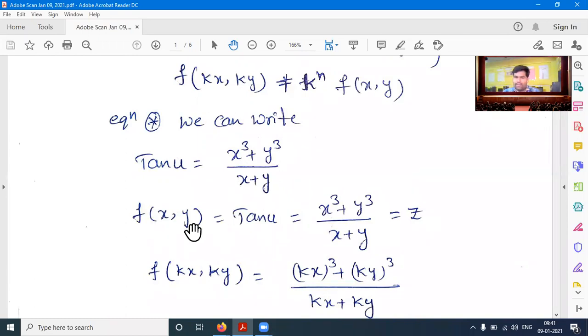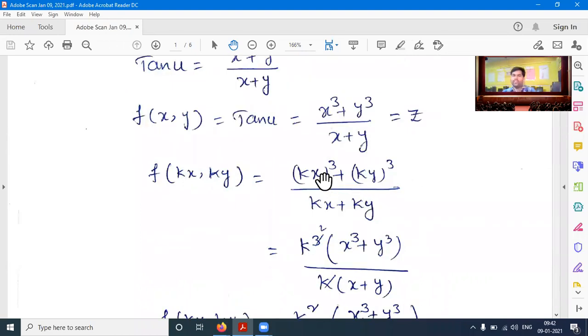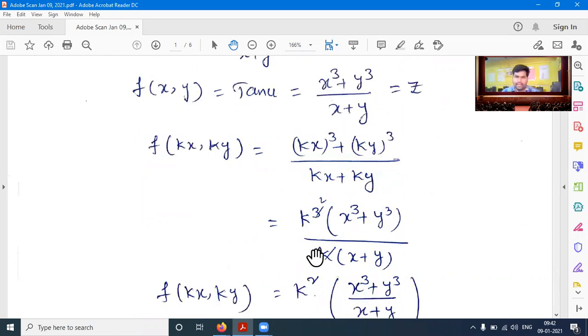So f of x comma y is equal to tan u, that is equal to x cube plus y cube by x plus y. We are taking that as z. Now again you have to check whether it is homogeneous or not. So f of kx comma ky is equal to (kx) to the power of 3 plus (ky) to the power of 3 divided by kx plus ky. In previous problems we wrote directly that it is homogeneous with degree 2, but just for this problem I calculated it.